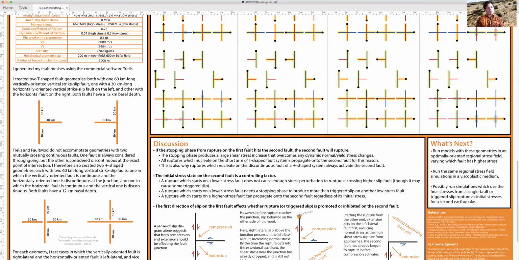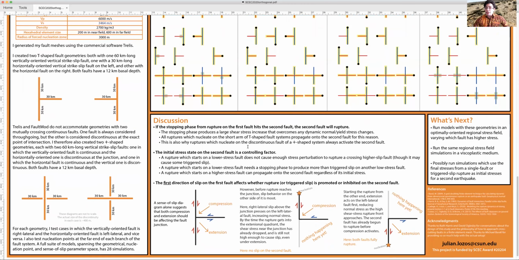One is that if the first fault stops at the second fault, the second fault will rupture. The shear stress changes from the rupture stopping are strong enough that they will set off that second fault, just like you're shooting an arrow right at it. And that's going to overcome any dynamic normal or yield stress changes from other processes. So any rupture that starts on the short arm of a T-shaped fault will propagate onto the second fault. And also any rupture that begins on one of the discontinuous fault arms of a plus-shaped system is also going to activate the second fault.